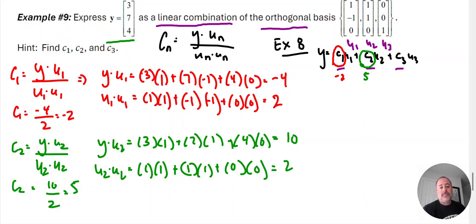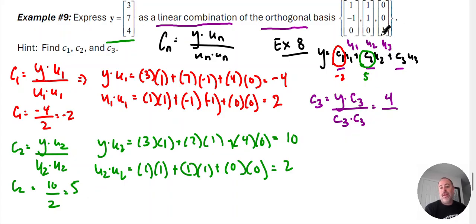All right, so let's look at our last one. So c sub 3 is going to be y dotted with u sub 3 all over u sub 3 with u sub 3. And I'm assuming here, guys, you feel pretty comfortable with all of the work that we're going to do with this problem. So when you do this one, and you can verify it yourself, the numerator, when you dot y over here, and by the way, it's easy. Look, 3 times 0, 7 times 0, and then 4 times 1, right? So it's going to be 4.